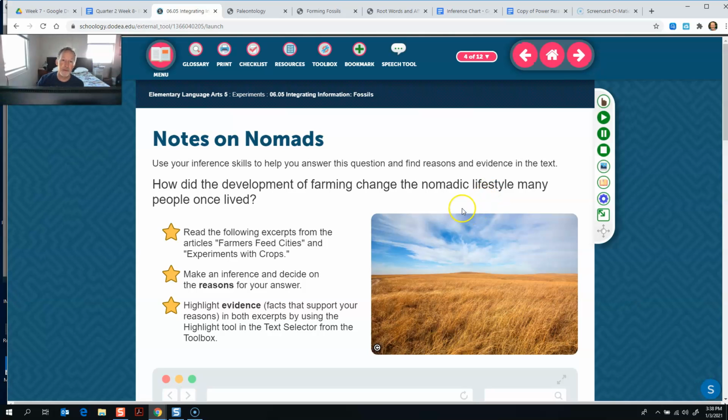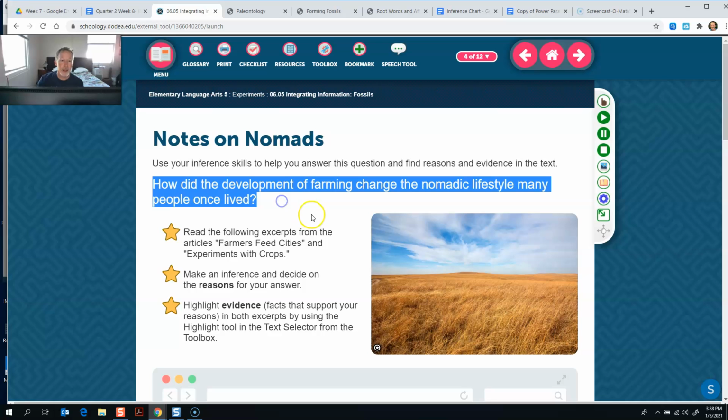Now here's the slide where you're going to be looking at solving a problem, a question, using multiple texts. Here's our question: How did the development of farming change the nomadic lifestyle many people once lived? So how did farming change nomadic lifestyle?